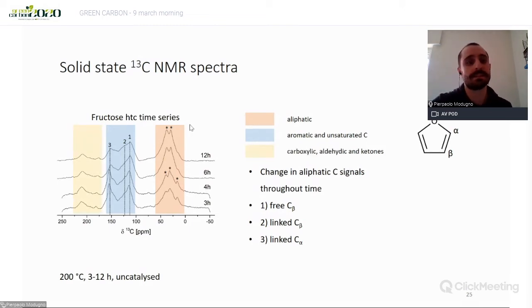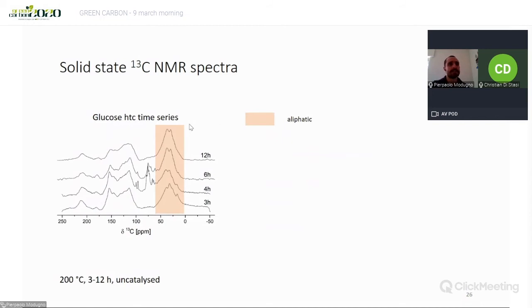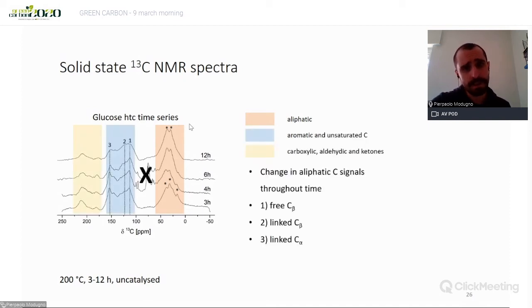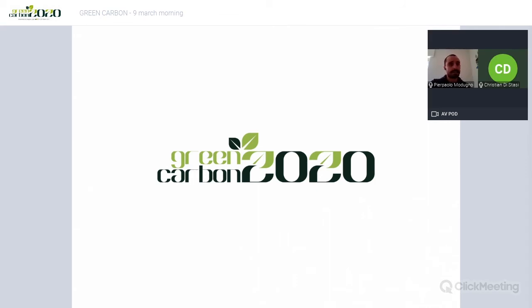And then there is the carboxylic, aldehydic, and ketone area, and we see that there is no big evolution in this part. We can say the same for the solid-state carbon NMR of glucose-derived hydrothermal carbon. And the xylose-derived hydrothermal carbon exhibits the same behavior, more or less, but with some slightly different signals. So we can skip the FTIR because it just shows that we have polyphenols.